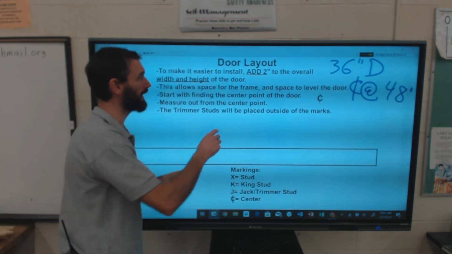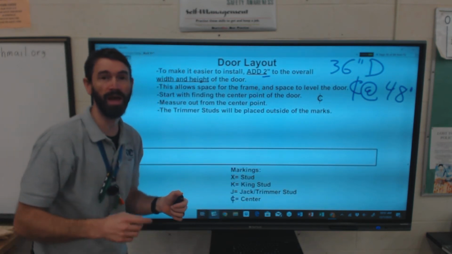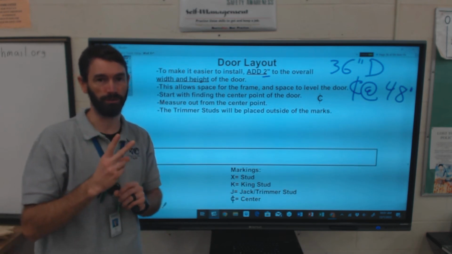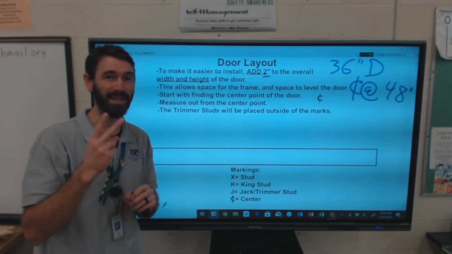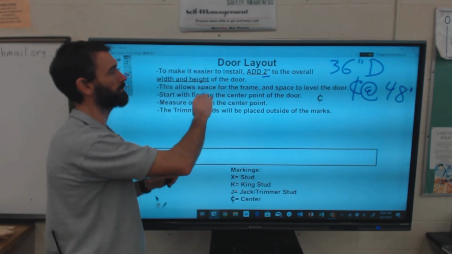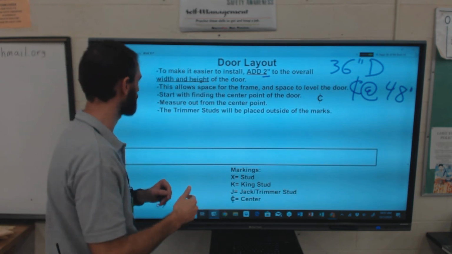Now, some people will add 2.5. Some people will add 3. But the base, the minimum you need to add is 2. Okay, so at least add 2 inches. It allows space for the frame plus space to level it from the door.